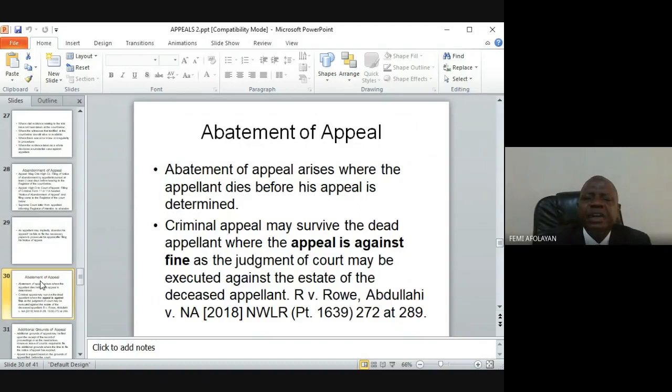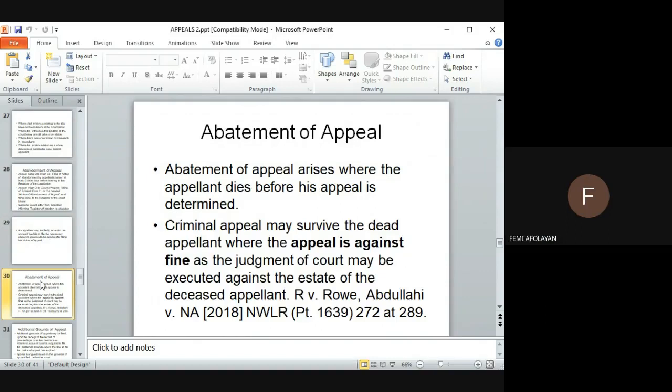Then let's consider abatement of appeal. Abatement of appeal arises where the appellant dies before his appeal is determined. Criminal appeal may survive the dead appellant where the appeal is against fine, as the judgment of court may be executed against the estate of the deceased appellant.